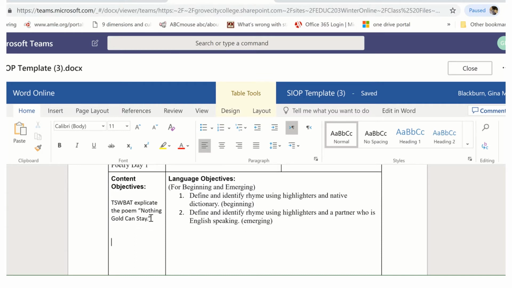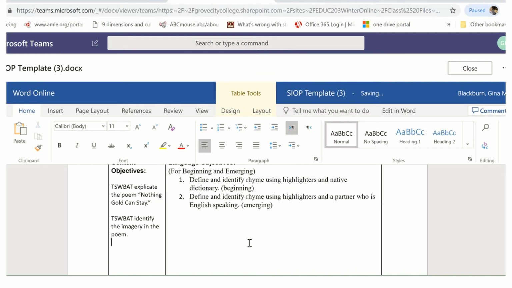But try to keep your content objectives to a minimum for this lesson, because it's going to be challenging enough for you to think through this lesson from the perspective of two different levels of English learners. So I just want to keep things simple for you to get your feet wet with it a little bit, okay? For the sake of this, actually, I'm going to add one more objective for my lesson. The students will be able to identify the imagery in the poem, okay? So I have that they're going to explicate the poem and identify the imagery.